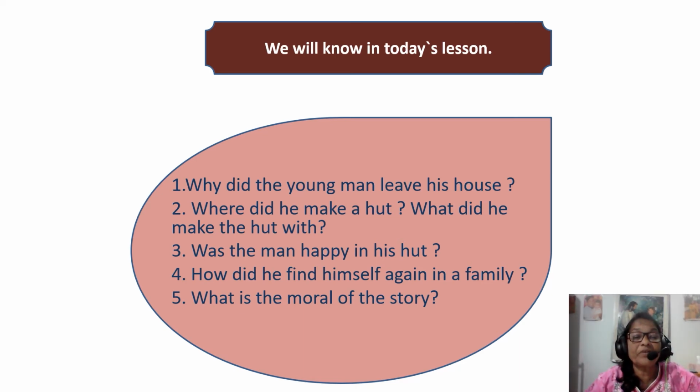Number 4. How did he find himself again in a family? In answer, we can see he gathered all the necessary things one after another. For example, bringing a cat, a cow, a cowboy, and a wife who gave birth to children. Thus he found himself again in a family.